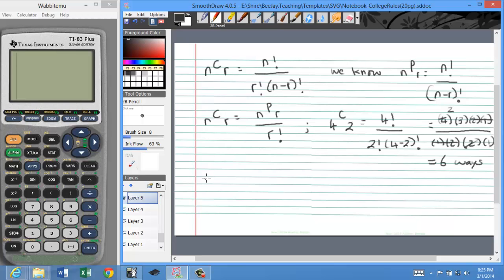So is that a better way? Is that an easier way to do this? When n is large and r is also large, for instance, suppose you have 15 different items and you'd like to choose 3 of them. In other words, you want to find 15 choose 3. You can do it this way, but a better approach is to use a calculator.